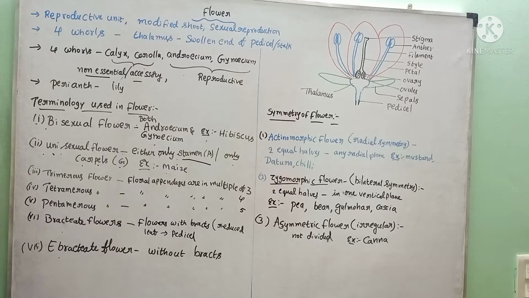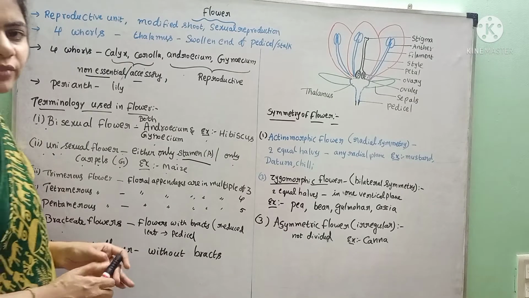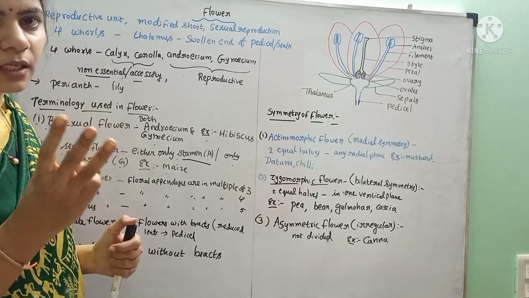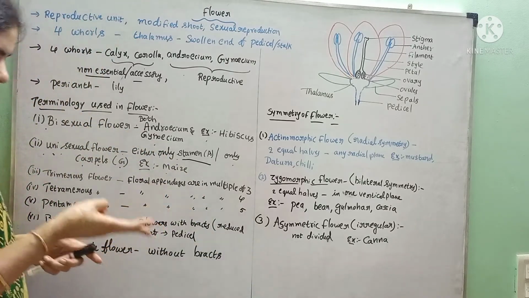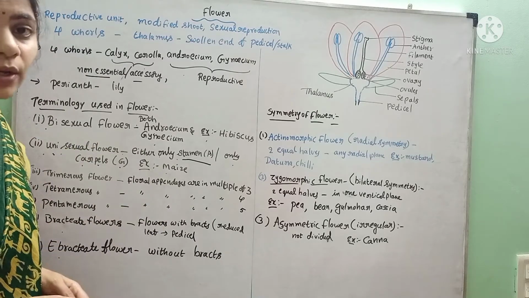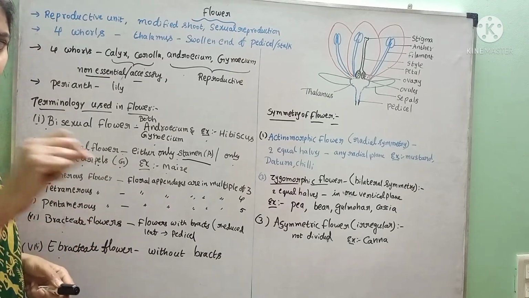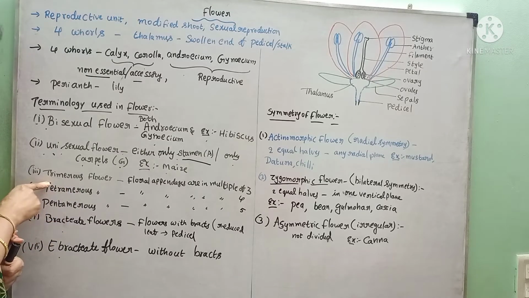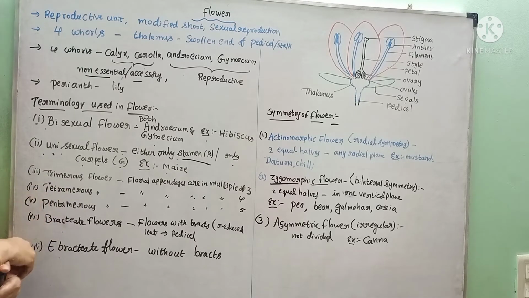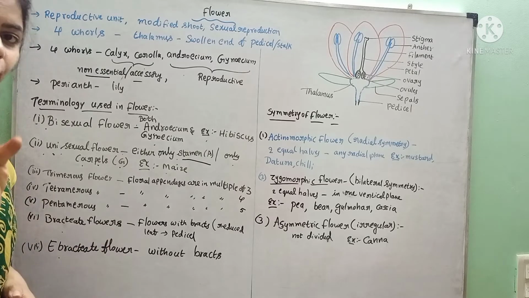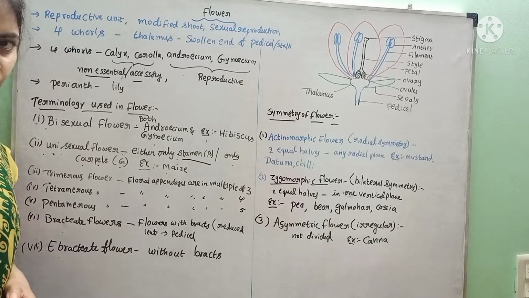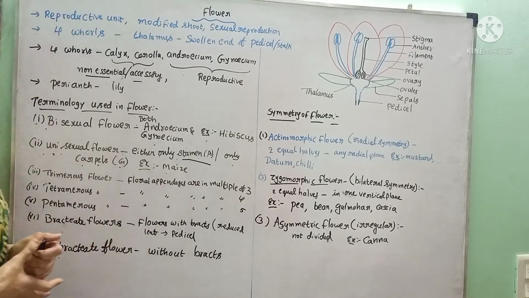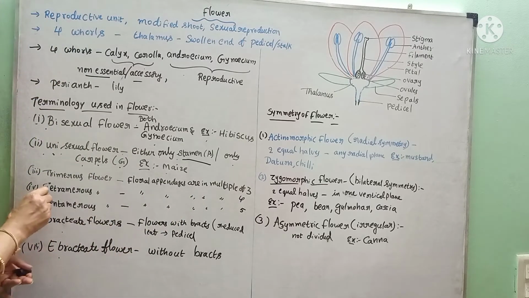And trimerous flowers. If the floral appendages are in a multiple of 3, they are called trimerous flowers. That means they consist of 3 calyx, 3 corolla, 3 stamens like this. If they are arranged in the form of multiples of 3, they are called trimerous flowers. Tetramerous. Tetra means 4. They consist of 4 calyx, 4 corolla, 4 stamens like this. They are arranged in the form of multiples of 4. They are called tetramerous flowers.